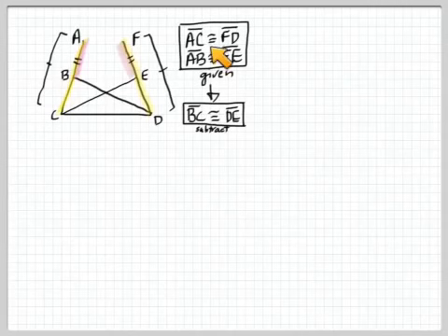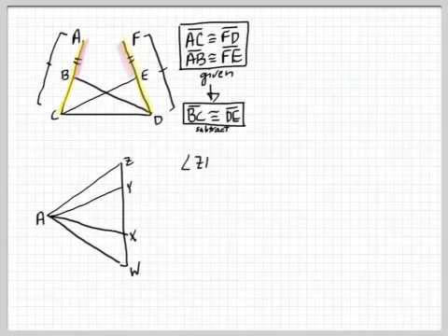AC minus AB will give me BC, that's the left-hand side. And on the other side, FD minus FE gives me the leftover part ED. So we're subtracting, we're removing a smaller piece from the larger. And again, we're lining it up like Algebra 1 and Algebra 2, subtracting equations. I have this congruence minus this congruence gives me this congruence.